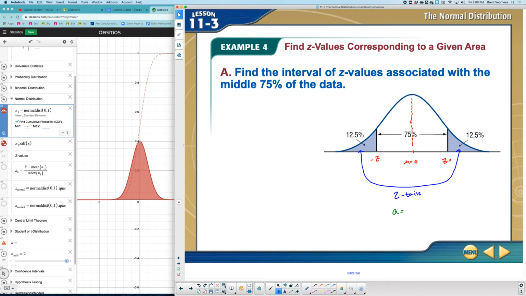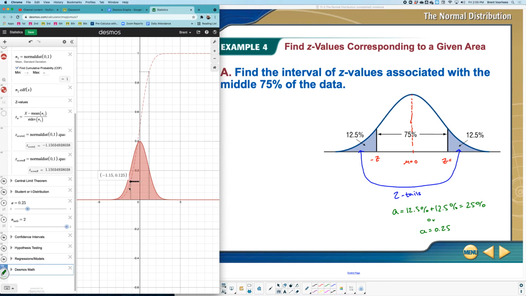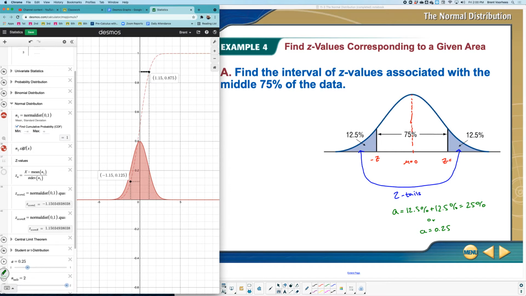So A is going to equal 12.5% plus 12.5%, which is equal to 25%. Or we could say A is, for the calculator, 0.25. And that's what I'm going to type in here. A is 0.25. Now what happens is this calculator is going to show you that the z-values are going to be these locations where these meet on this graphed cumulative density function here.